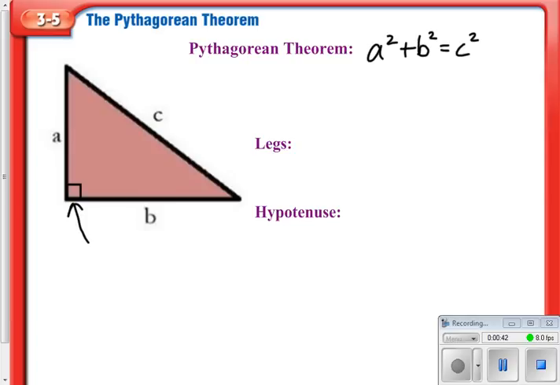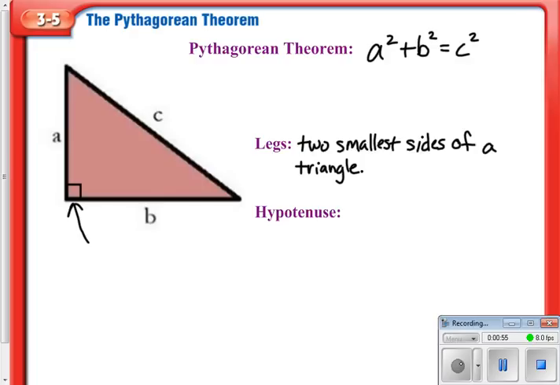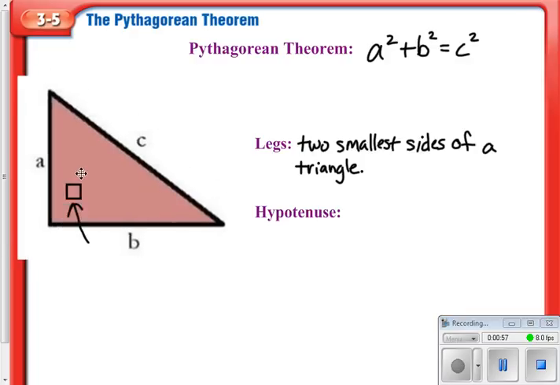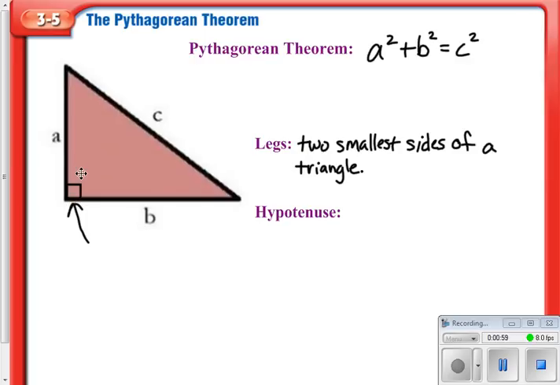What you need to know about the vocabulary term legs. Legs are basically the two smallest sides of a triangle. The legs also form the right angle. So here's your right angle that you have here. They are formed by the legs. So the two smallest sides in this case would be a and b. A and b are always your two smallest sides. They are known as your legs.